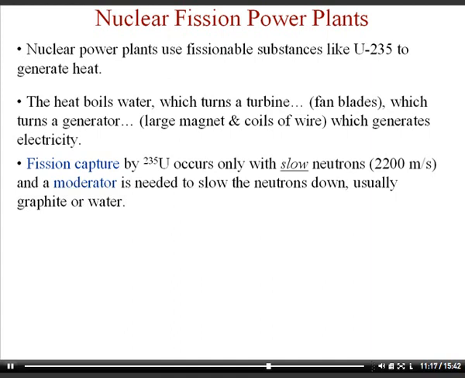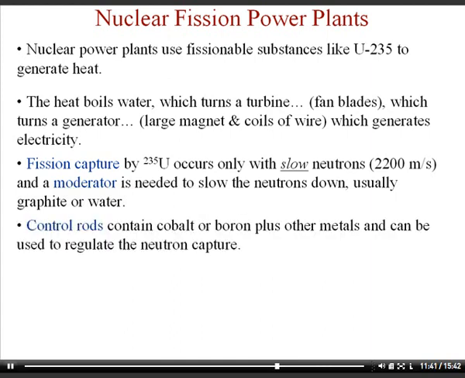Now, fission capture by uranium-235 occurs with slow neutrons. So when the neutron smashes into the uranium-235, it has to be going slow enough to actually stick instead of just bounce off. And so you have to use what's called a moderator to slow the neutrons down. They usually use a graphite moderator or water as a moderator to slow the neutrons down so they don't bounce off the uranium-235. They actually stick.